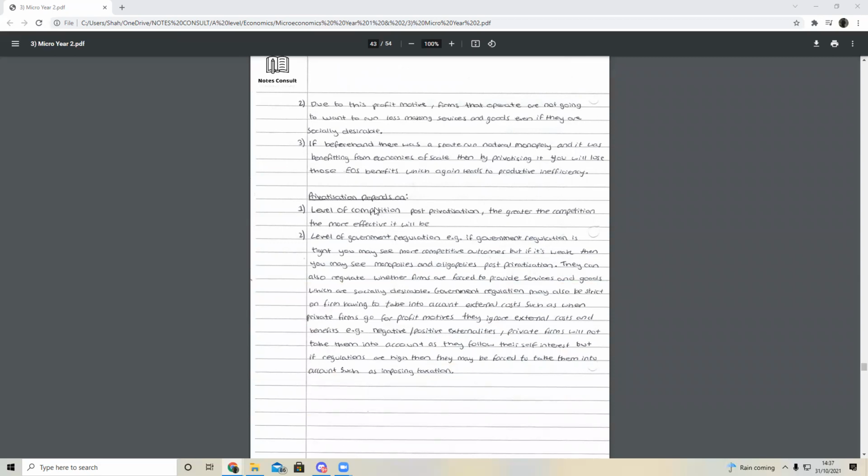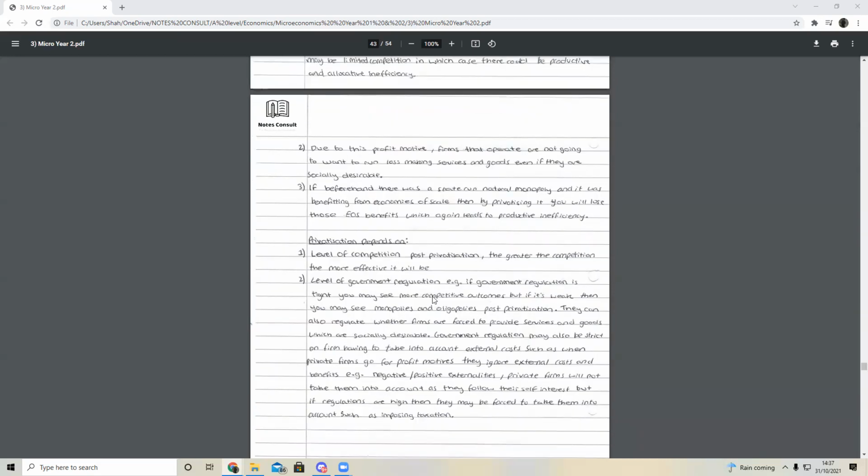What does privatization depend on? These are like evaluation points. It depends on the level of competition post privatization: the greater the competition, the more effective it will be. It also depends on the level of government regulation. If regulation is tight, you may see more competitive outcomes, but if it's weak, you may see monopolies and oligopolies post privatization. So the government still needs to regulate; if it's not strict enough, you might not get the efficient outcomes you want.